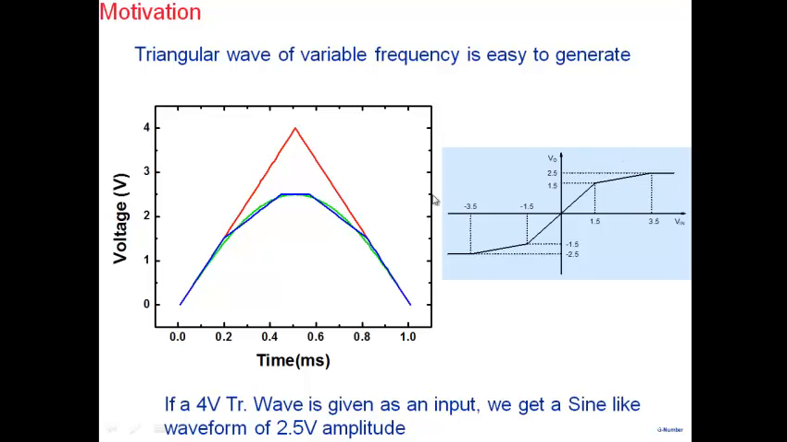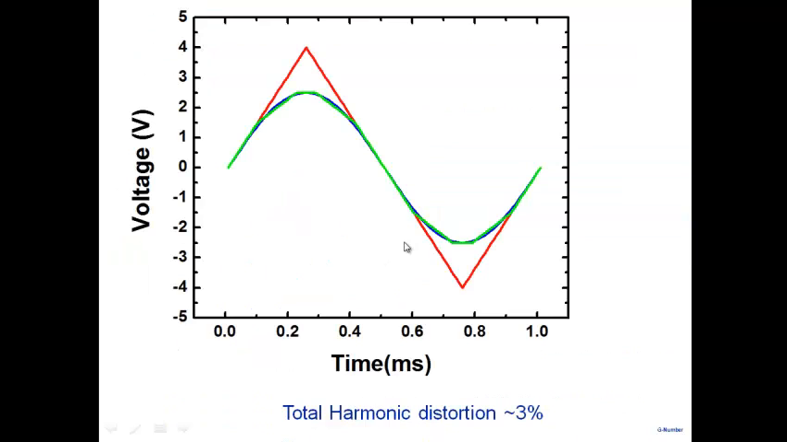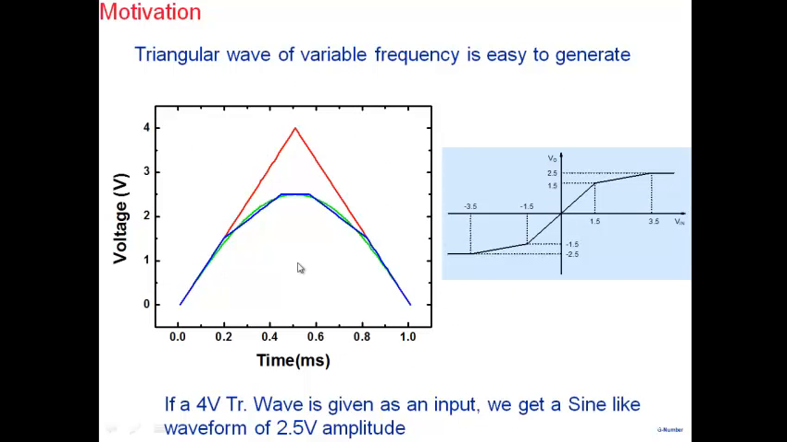Even with this crude approximation that you see here, it can be shown that if I take a triangular wave, let's say from 0 to 4 amplitude, I get a waveform whose harmonic distortion is only 3%. A perfect sinusoid, of course, will have 0 harmonic distortion. And our waveform, this green one that you see here, has a harmonic distortion of only 3%. But one thing that has to be kept in mind is that the circuit will work properly only if the amplitude is, let's say, 4 volts.